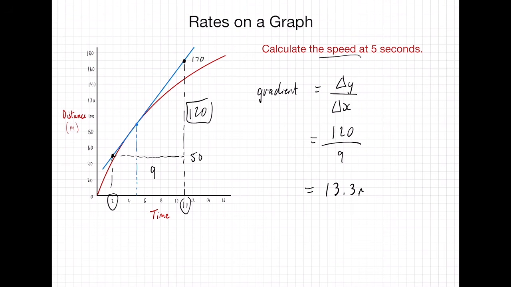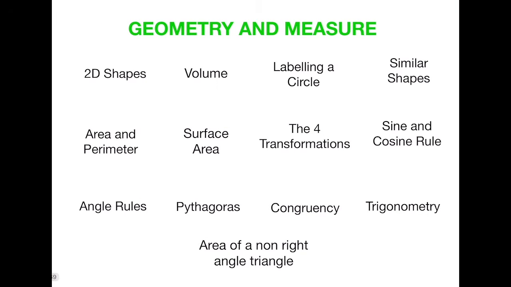If you ever forget how to do that, remember that speed equals distance over time, and technically what we're doing, because the y-axis is distance, the change in the y is the same as distance, and the change in the x is the same as time because the x-axis is time. And your units are always going to be meters per second for speed. And that is all of the ratio, proportion, and rates of change done.